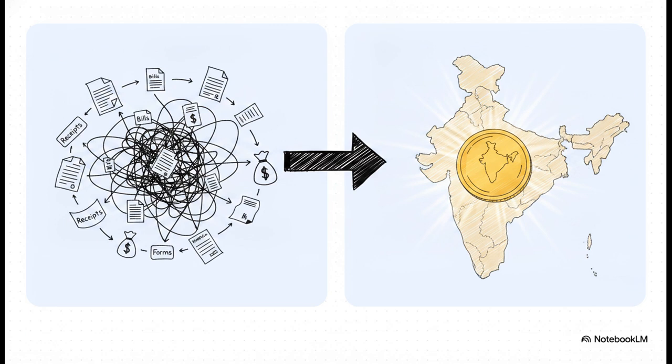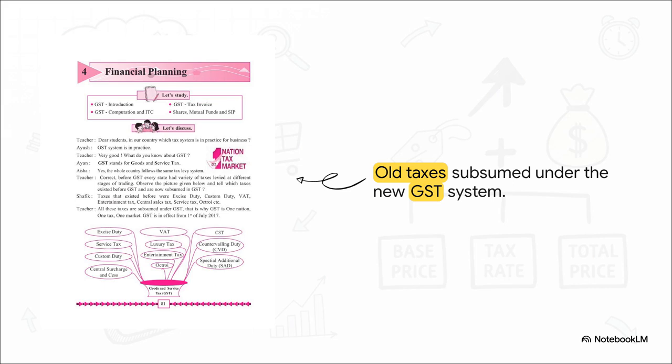But post-2017, we shifted to a beautifully streamlined system under one powerful motto: one nation, one tax, one market. So all those familiar old taxes, from service tax and luxury tax right down to central surcharge and countervailing duty, they didn't just vanish. They all funneled directly into this modern goods and service tax bucket. Everything was completely subsumed under one single umbrella. It just makes our calculations so much simpler now, doesn't it?